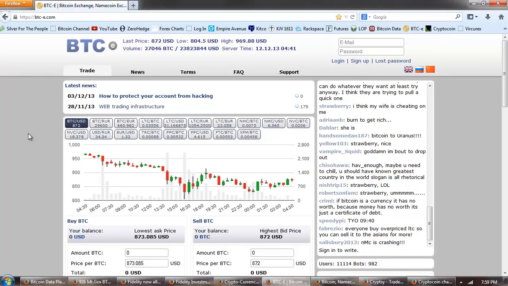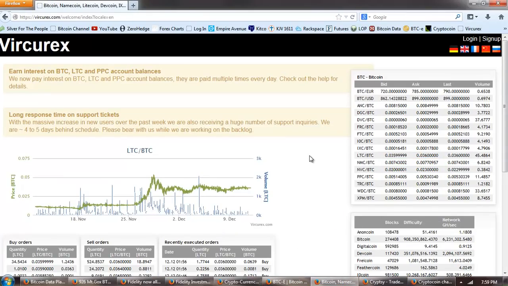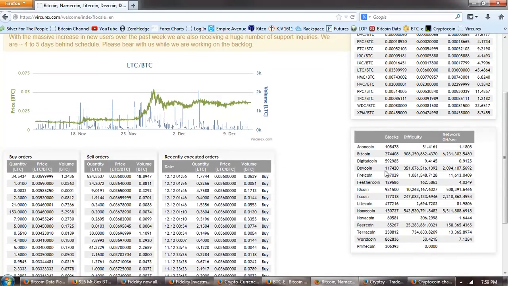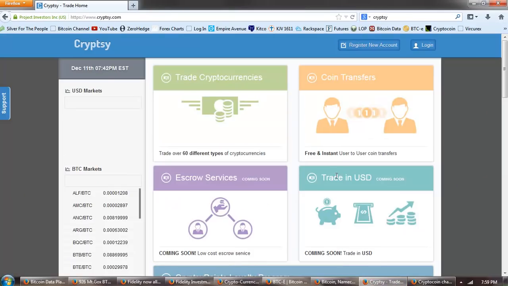I've used BTC-E for a long time, and I have no reason to think that this exchange is going to fold up. Now, the other one that I have some coins on is Vircurex, and I have never had a problem with this exchange. I trust this exchange. They have a lot of coins that are not listed on any other exchanges, so that's very important because you can't trade those on BTC-E.